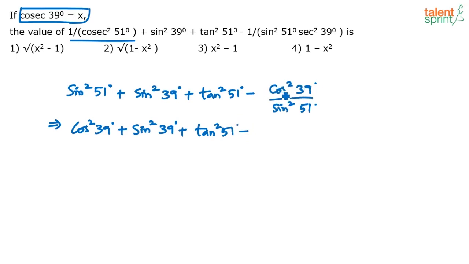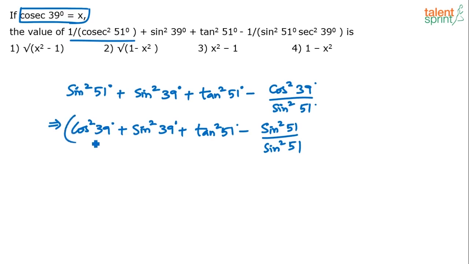Again the same argument. Cos square 39 can be taken as sine square 51, because cos 39 is cos of 90 minus 51, and cos of 90 minus 51 is sine 51. So this becomes sine square 51 by sine square 51, so that makes it 1. I can directly take it as 1, but I'm just explaining the step-by-step process.